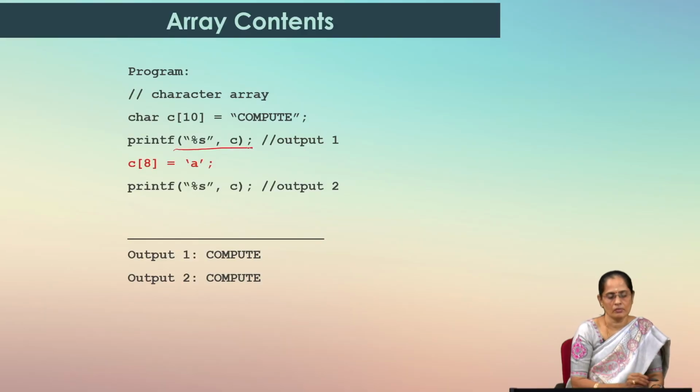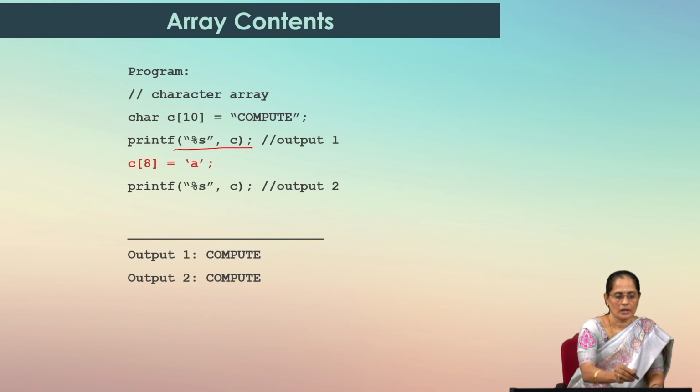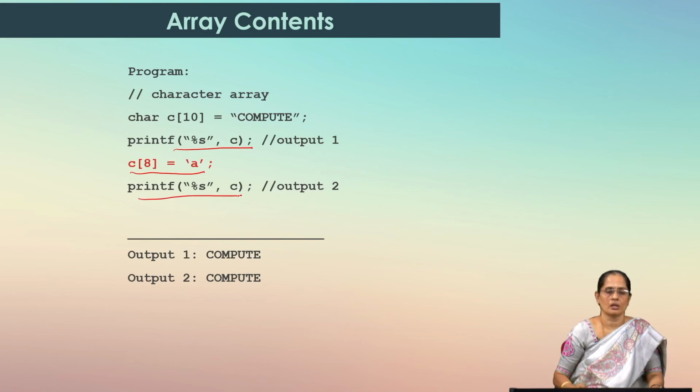Right. So, assume an example, and here we will go with the same example of an array of size 10. Compute is the word, a string, which is stored in that array, and here we can see 2 versions of printing the array, using percentage s with C. In the 8th location we are trying to store a value A, and again we are trying to print the value C. So, what would be the output in this case? We will see with an example figure.